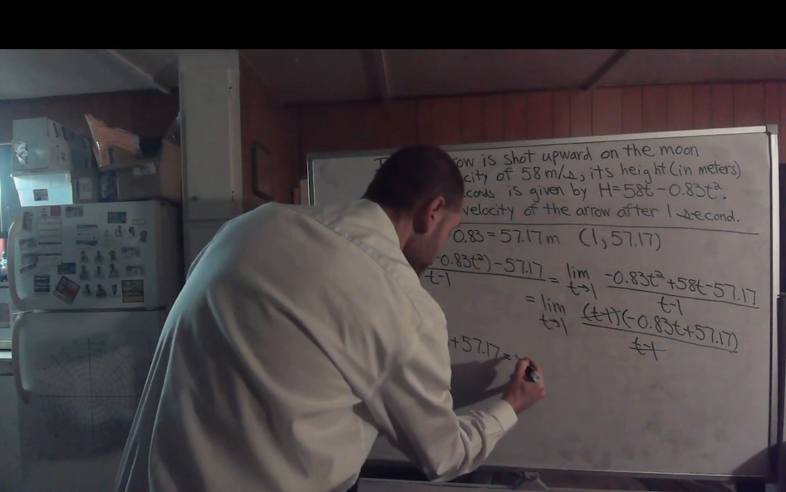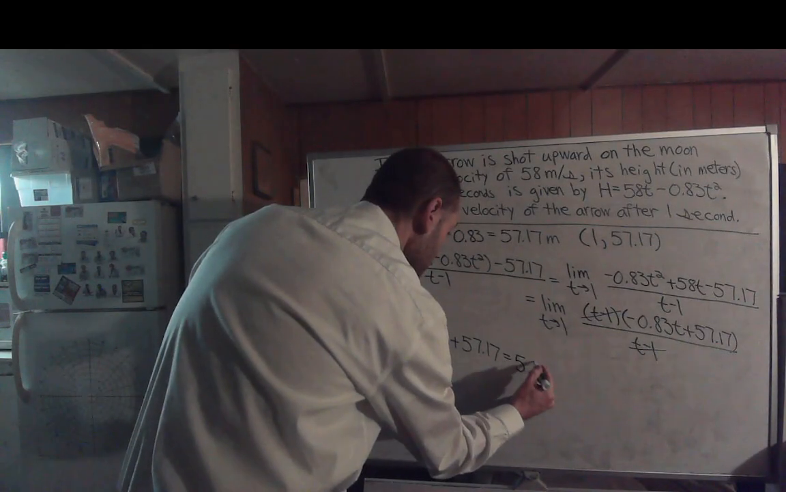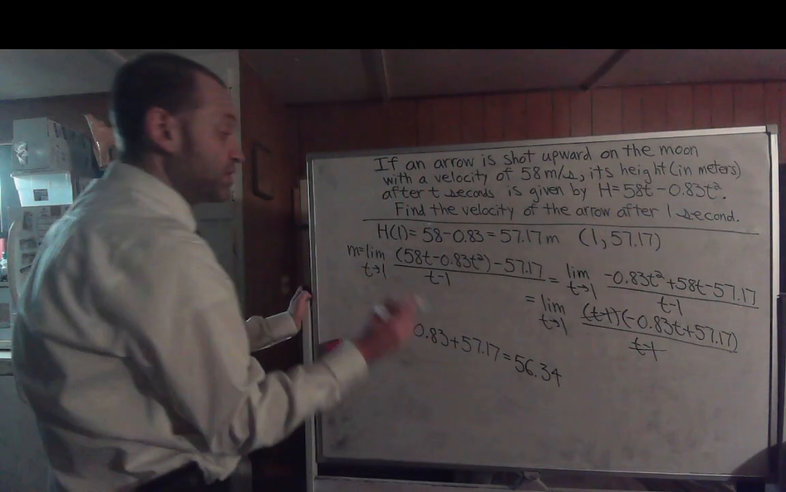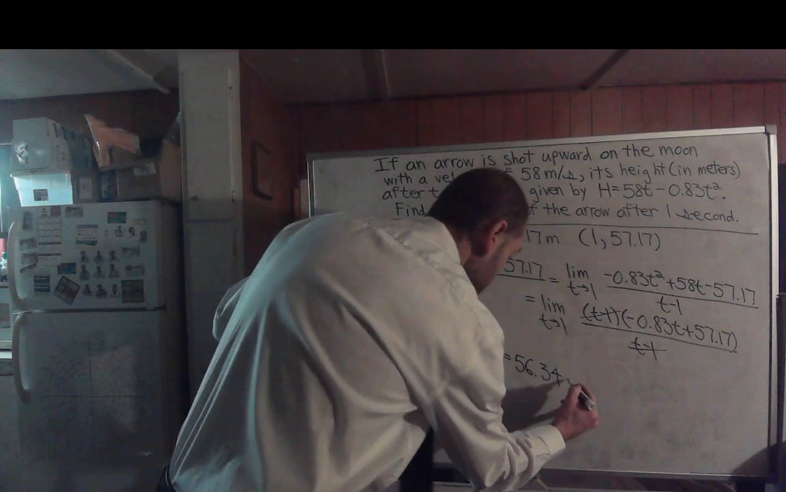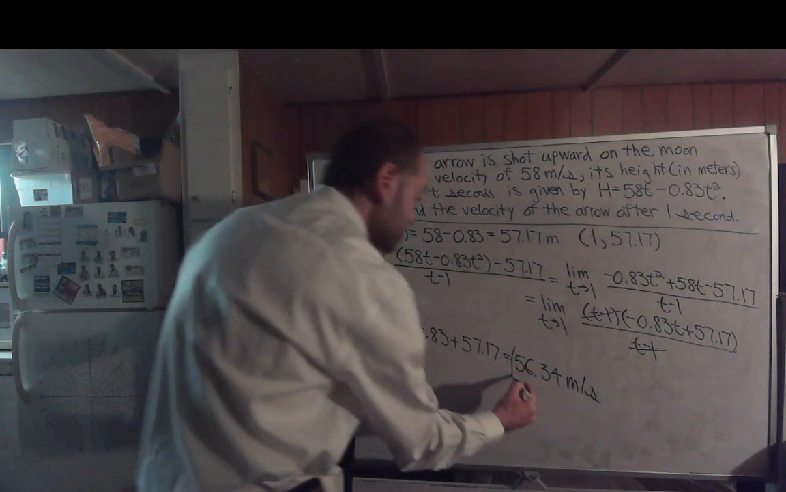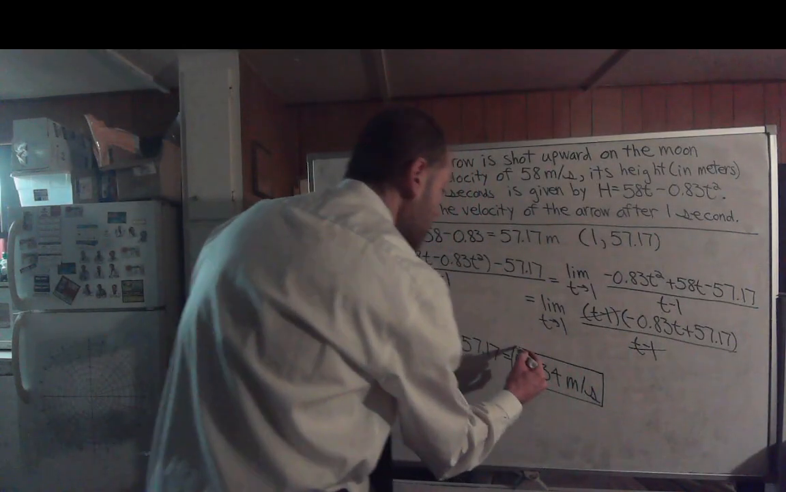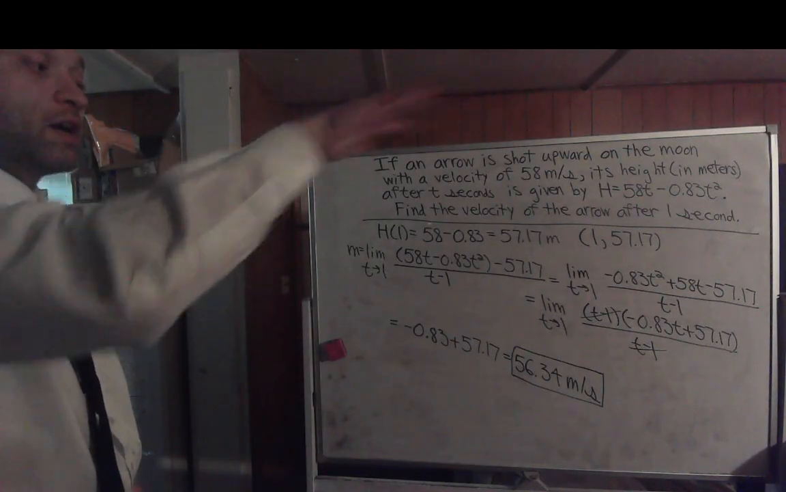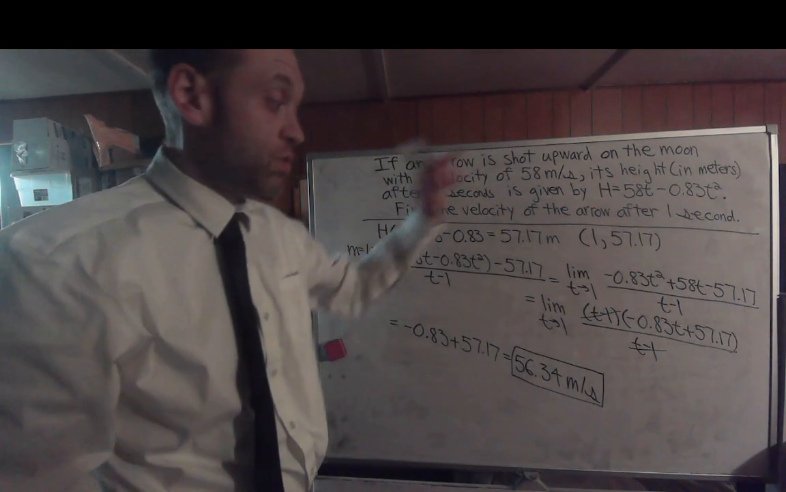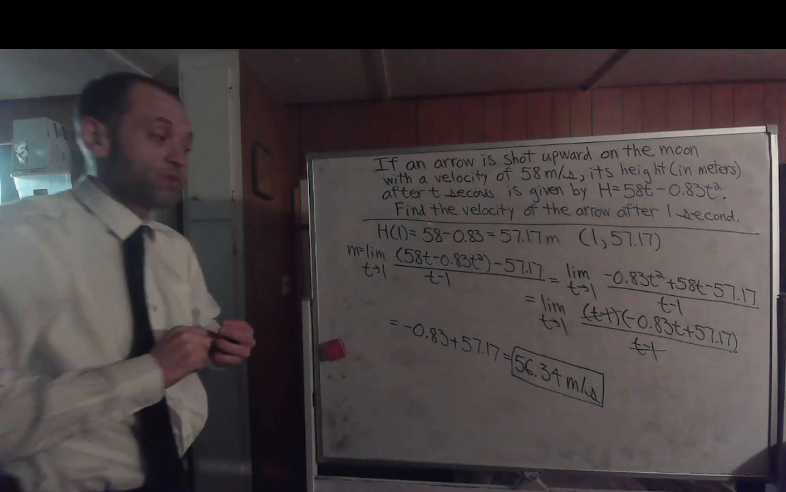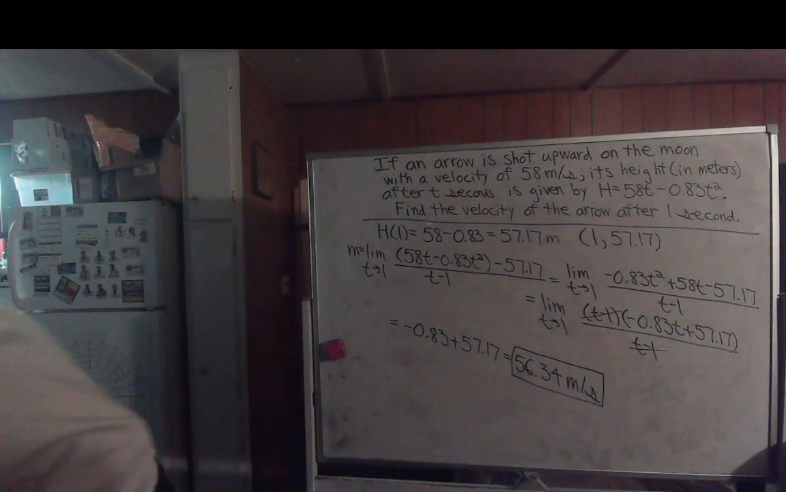56.34. So the velocity at 1 second is going to be 56.34 meters per second, which means the arrow's still in the air. Even after 1 second, it's still going upward since you have a positive velocity of 56.34 meters per second.